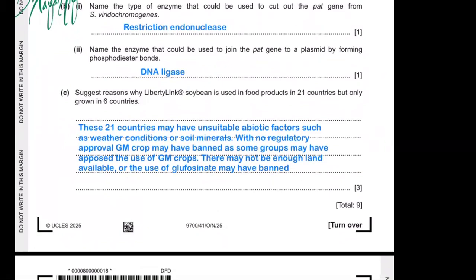So these 21 countries may have unsuitable abiotic factors such as weather conditions or soil minerals, with no regulatory approval of GM crops, may have banned some of the crops, may have opposed the use of GM crops. There may not be enough land available, or the use of glufosinate may have been banned. So these are the possible reasons why, although a country is using this particular soybean, it is not growing it on its own.